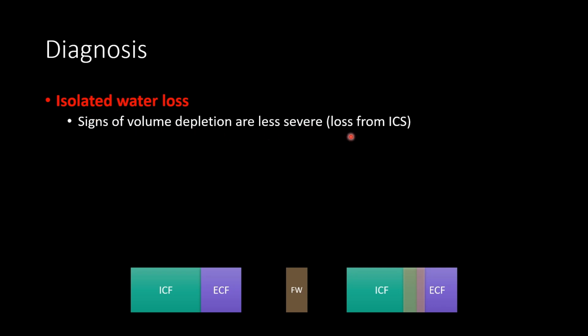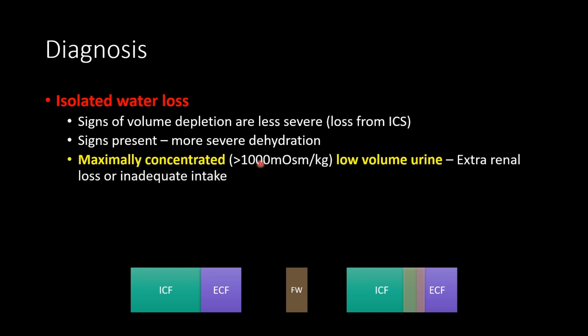So isolated water loss will have signs of volume depletion that are less severe, but if signs are present, that means so much amount of fluid has been lost. That means the more severe the dehydration, the more signs will be present. Maximally concentrated urine will have more than 1000 milliosmol per kg of osmolality.